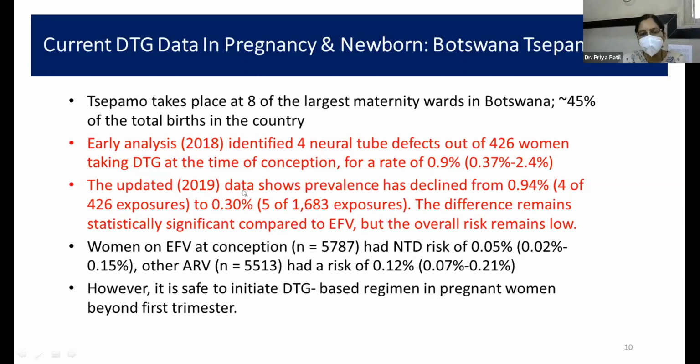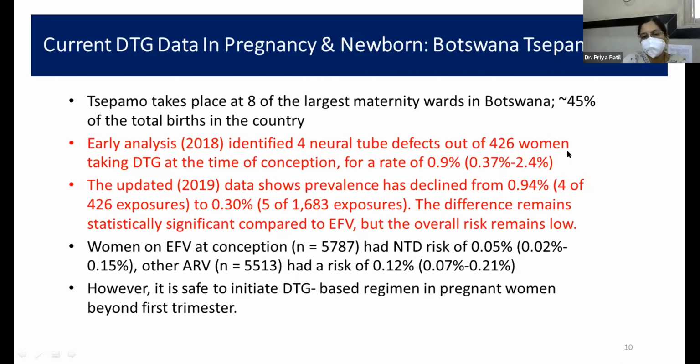However, the updated data shows the prevalence has declined from 0.94%, that is 4 out of 426 exposures, to 0.3%, that is 5 of 1,683 exposures. So the incidence is shown to be much less now. So 0.3% means 3 out of 1,000 births. Now the difference remains statistically significant compared to efavirenz, but the overall risk is quite low. Now women on efavirenz at conception had a neural tube defect risk of 0.05%, whereas the other ARVs had a risk of 0.112%.